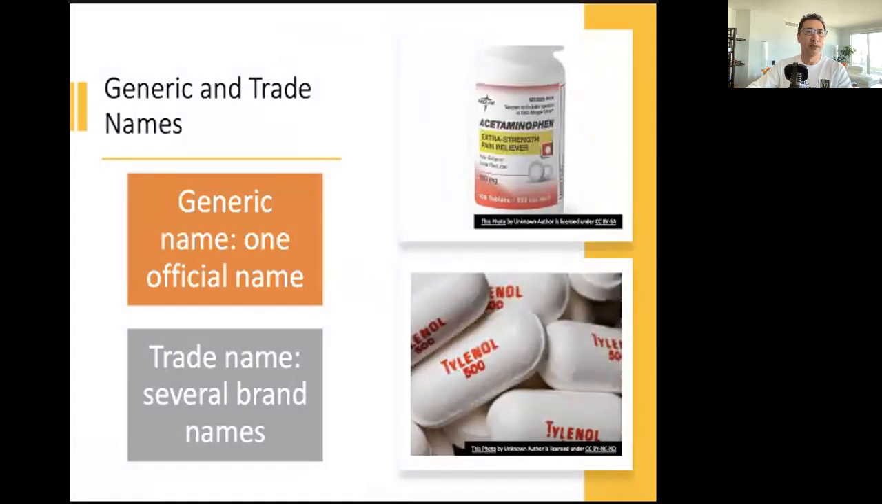Generic and trade names. Generic is your, I don't know how else to explain generic name, versus the trade name, which are the brand names of certain medications, from acetaminophen, Midol, Excedrin. You also have ibuprofen, Motrin, Advil. It depends on the hospital you guys will be going to. Most hospitals use generic medications.